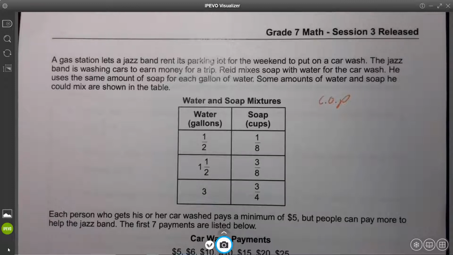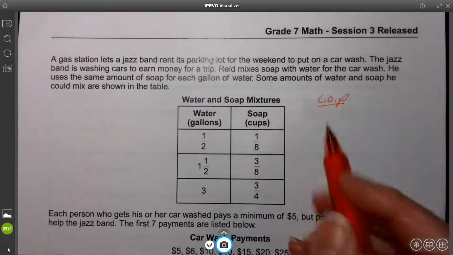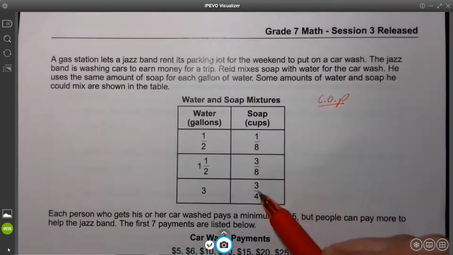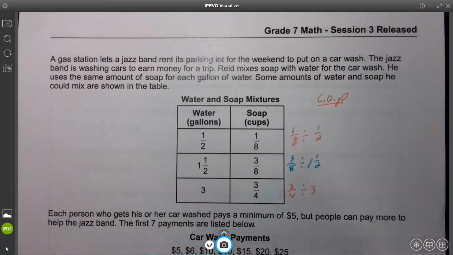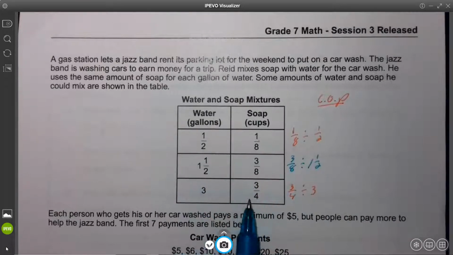So let's start going through and just make notes, and this is what you do. When you have a problem, you just start making notes to yourself. So I want you to find the constant of proportionality. And I want you to check to see if it works for every single one of them. See what that value is. Go ahead and pause it and do that right now if you haven't already. So you took 1/8 divided by 1/2, and 3/8 divided by 1 1/2, and 3/4 divided by 3. If you haven't, do that now.